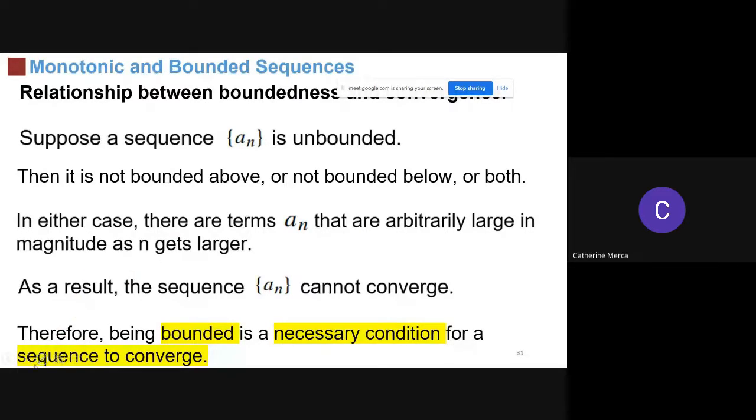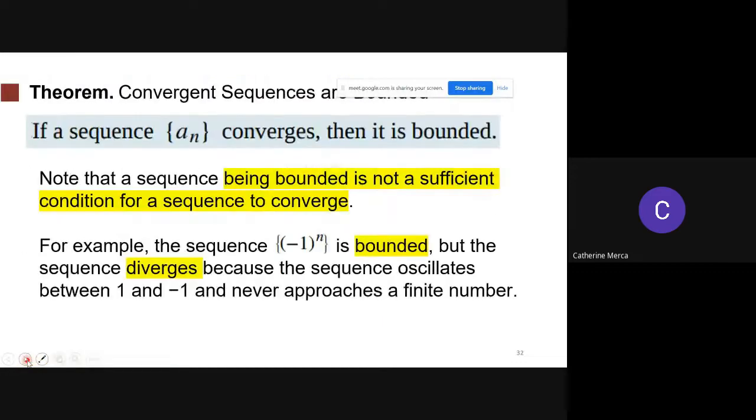Suppose, ayan. If a sequence A sub n converges, then it is bounded. So, kung mag-converge siya ato nga value, then you say that it is bounded. Kay dito man siya padulong lang ato, no-converge siya ato. Note that the sequence being bounded is not a sufficient condition for a sequence to converge. Pero kung bounded siya, dili siya enough to say that it is convergent.